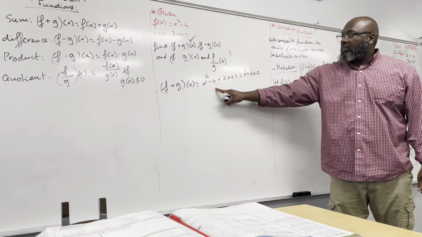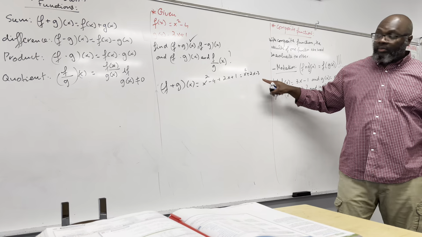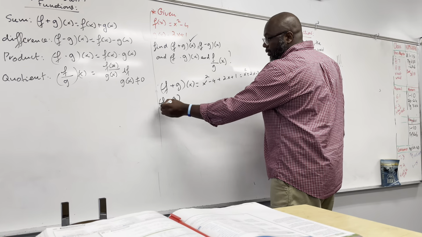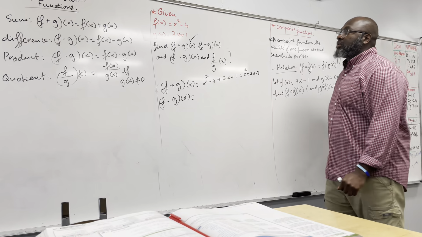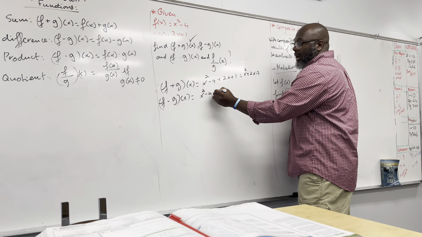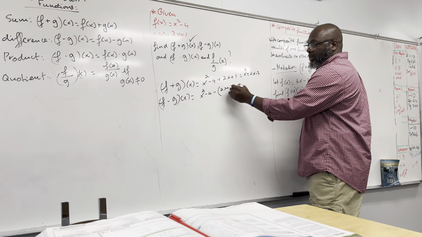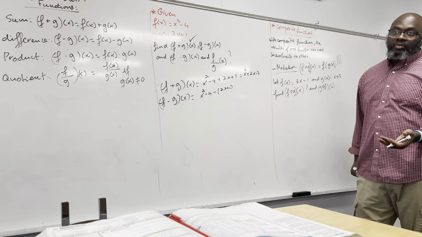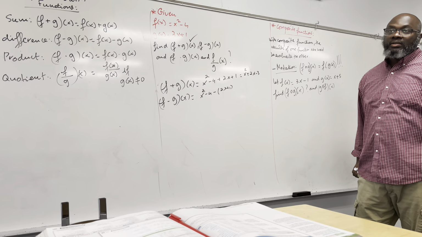So x squared minus 4 plus 2x plus 1, I'm just adding them and combining like terms. And now I have (f − g)(x). Now I'm asking you guys to subtract them, right? So this is x squared minus 4 minus, and now you can put this in parentheses, (2x + 1), right? So you're again just combining like terms. We've done this before in polynomials, where we learned how to add them, subtract them, multiply them.